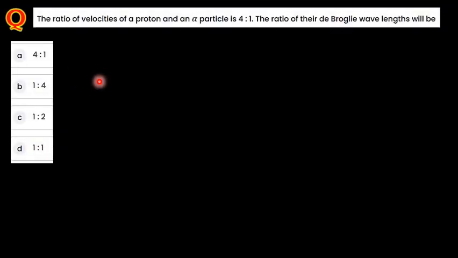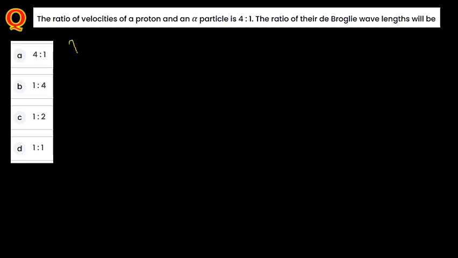Problem here. The ratio of velocity of proton and alpha particle is 4 is to 1. See what things they have given. Proton and alpha particle, 4 is to 1. The ratio of the de Broglie wavelength will be? Already you know this, you have heard about the de Broglie wavelength.